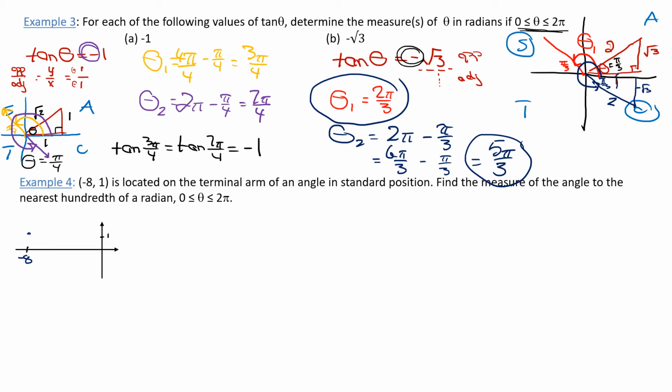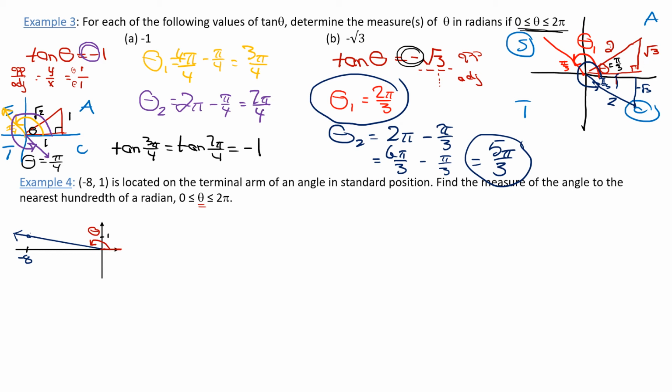Negative 8, 1 is on a terminal arm, okay? I should be using a ruler, but it's pretty hard with this tablet, so I'm going to try to draw a line between the vertex, the origin, and that dot. So there's our negative 8, 1, on this terminal arm of an angle in standard position. Standard position means from the positive x-axis we rotate over. That's what the question is telling us we're going to call theta. So that's theta there. Find the measure of that angle theta.